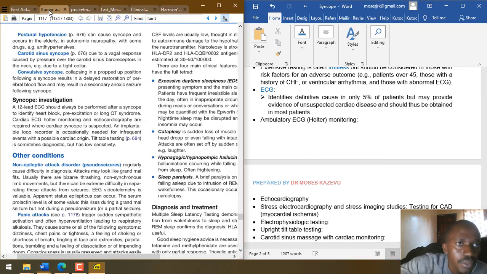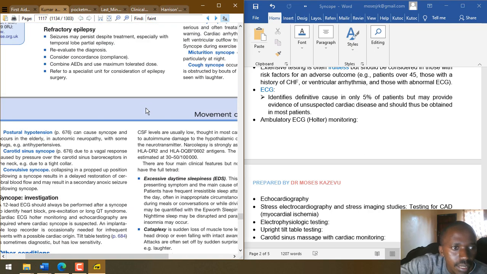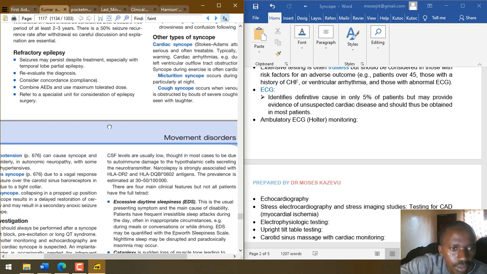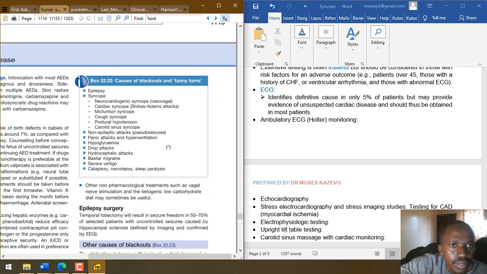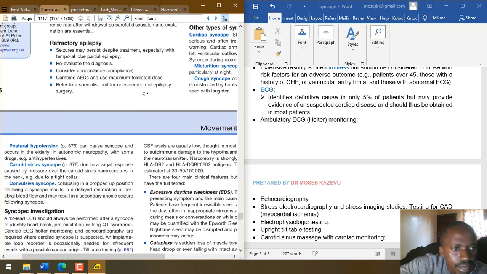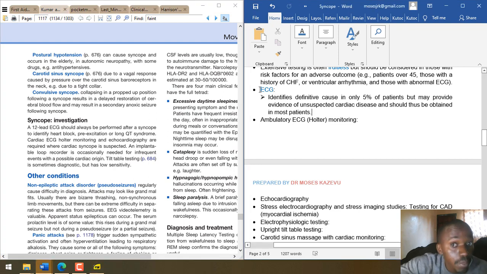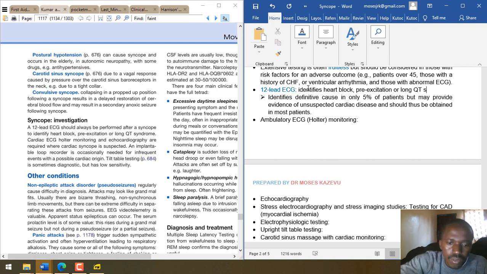So, let's have a look at this. I've read on that in Kumar and Clark. There was a table here on causes of blackouts and funny turns. So, let's leave that out there. So a 12-lead ECG, so we can even be professional about this. A 12-lead ECG should be performed after a syncope to identify heart block, pre-excitation, or long QT syndromes.